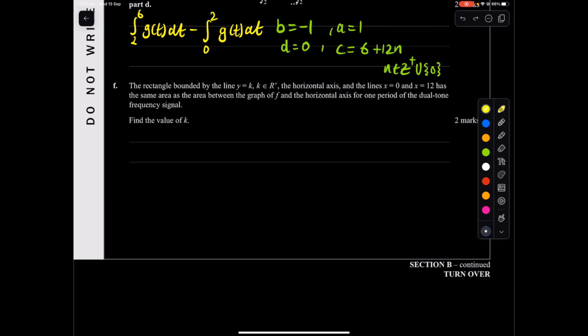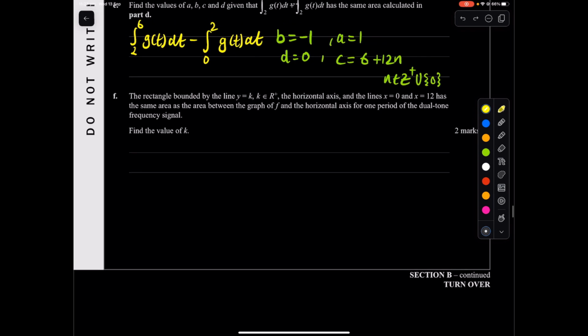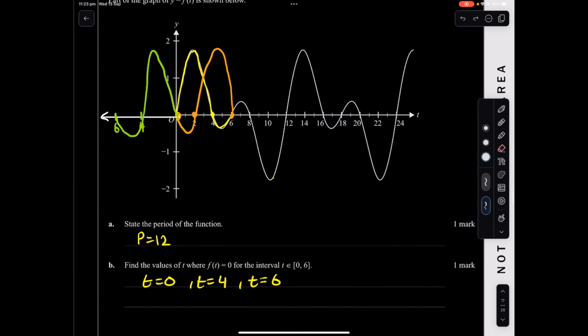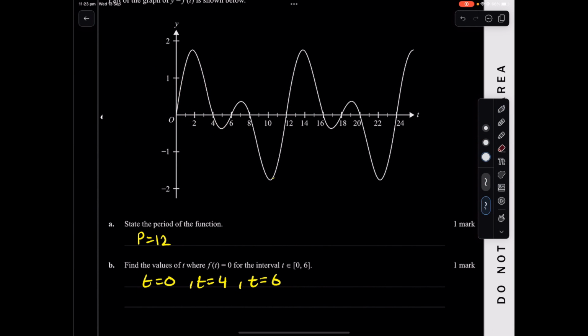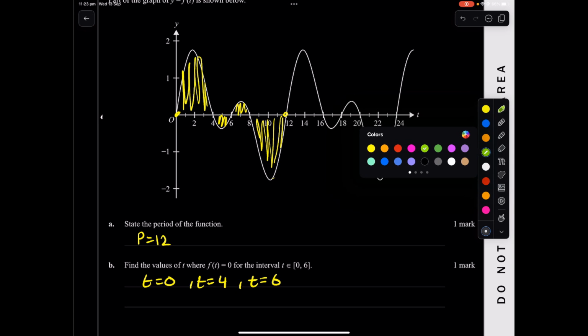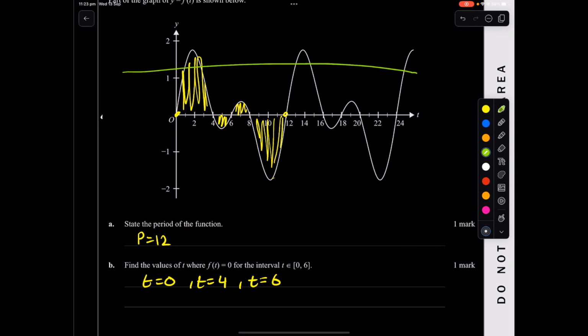The rectangle bounded by the line y equals k, where k is an element of the reals, the horizontal axis, and the lines x equals 0 and 12, has the same area as the area between the graph of f and the horizontal axis for one period of the dual tone frequency. So we're saying that for one period, from here to here, this area is equal. Where k is y equals k, some value of y, let's say it's over here.